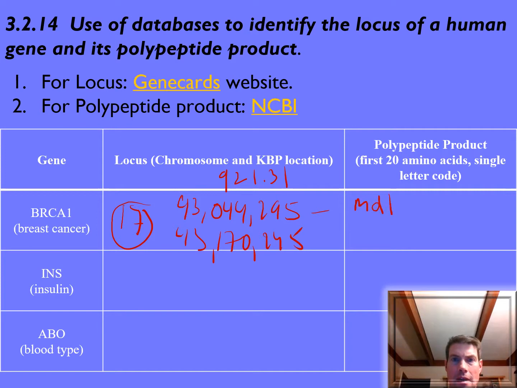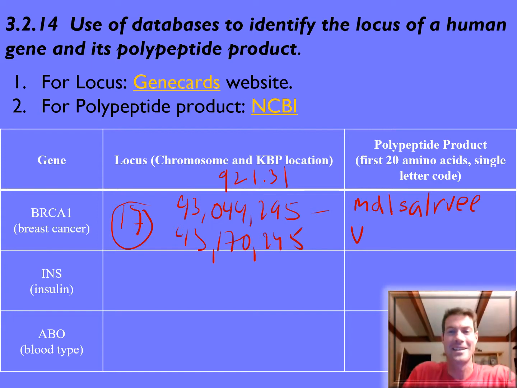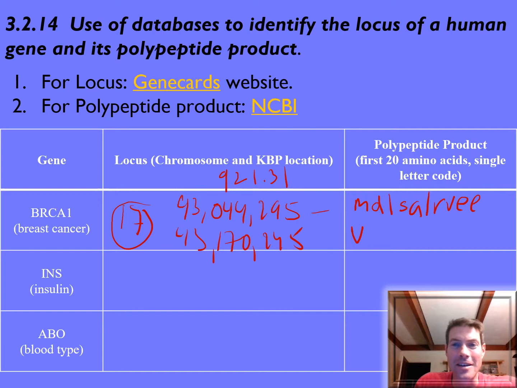So MDLSALRVEE, and those are single letter codes for proteins again. Normally we use a 3-letter code, right, when we use our normal protein synthesis data table or chart. But when you do an online database like this, you don't have time for all those letters, so you have to simplify it to that single one. So VQNENVINAMQK. So the same process you're going to do to get your insulin and your blood type.